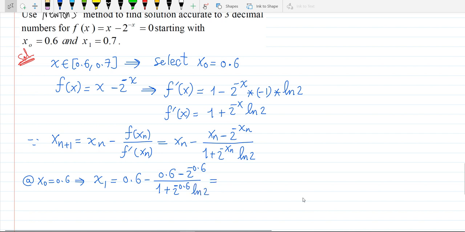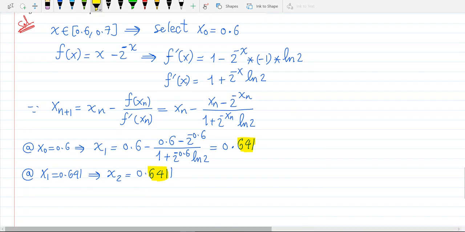And this value will be 0.641. And now I have to use this new one, x1, which is equal to 0.641, in order to evaluate x2, which will be directly 0.6411. Directly from the second step, as you see here, we got our target, which is three decimal digits fixed in two consecutive steps. So here directly the root of this equation will be approximately equal to 0.641.